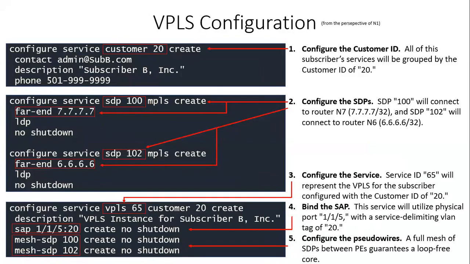And here's our VPLS configuration. Again, SROS makes deploying services very simple. Everything's very straightforward. So first, we configure the customer, then we configure our targeted LDP sessions, then we configure our service. So with the customer, we're going to be using customer 20. With the targeted LDP sessions or service distribution points, since this is a VPLS, we're going to have a full mesh. So SDP 100 is going to go to router N7, and SDP 102 is going to go to router N6.